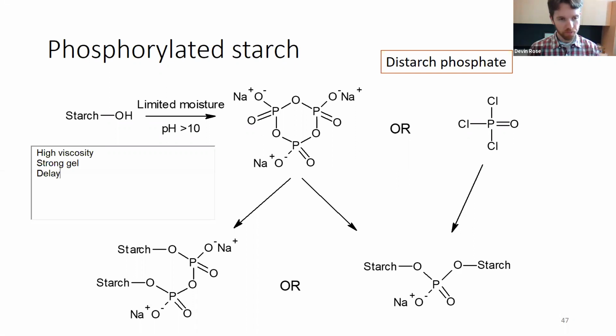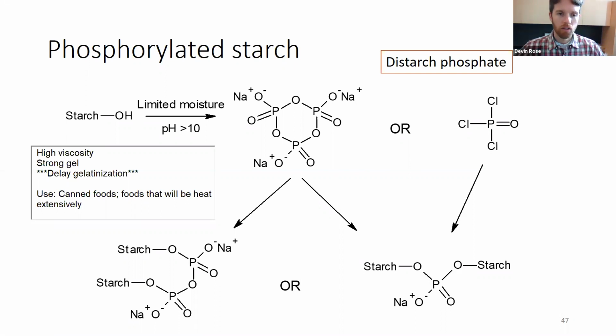We delay gelatinization. So this is the key functional property of these starches here. Delay gelatinization. So that's what makes them helpful for use in canned foods or foods that will be heated extensively.